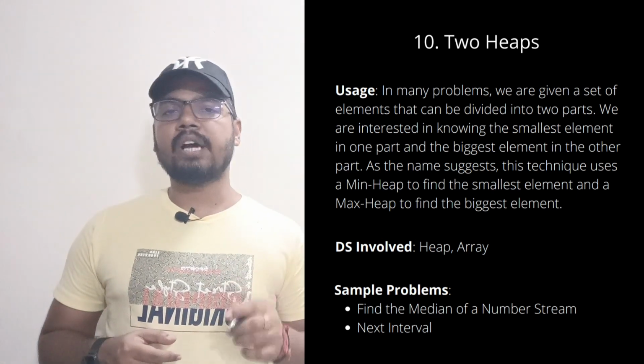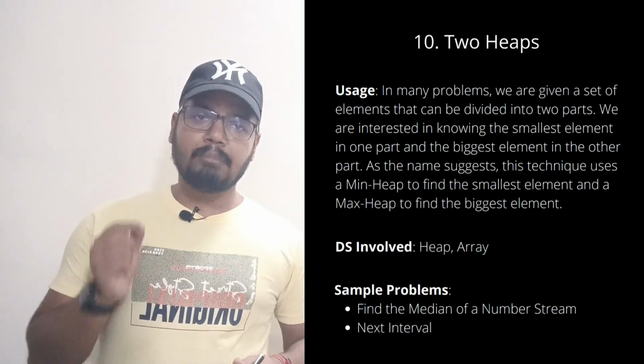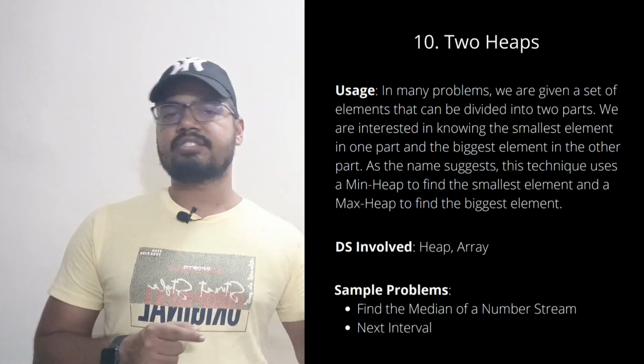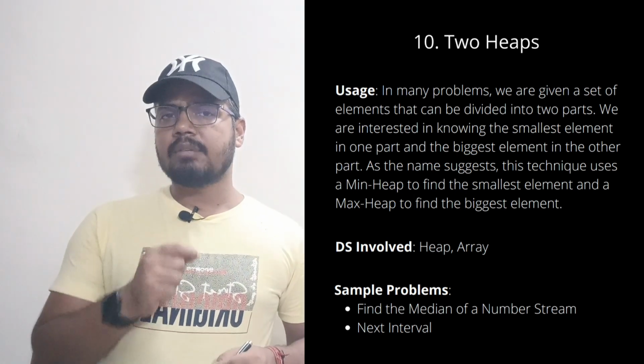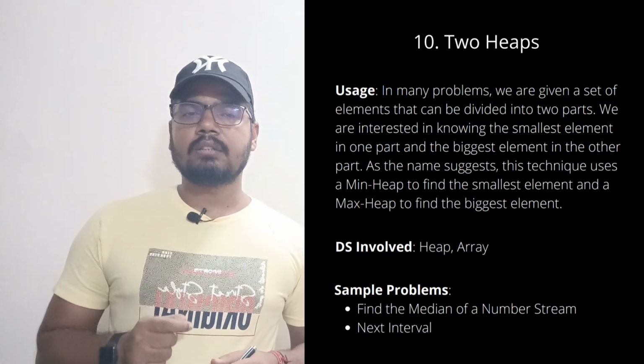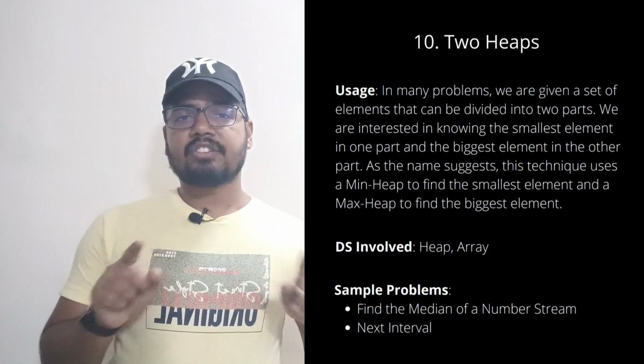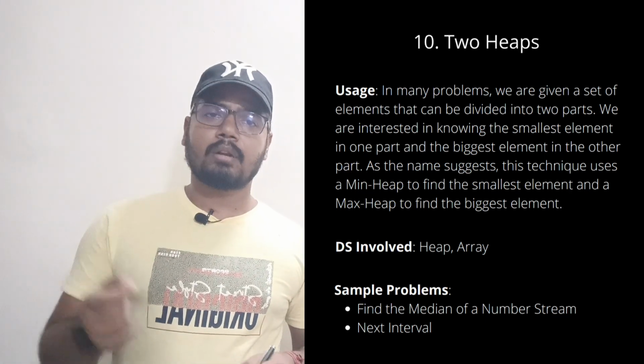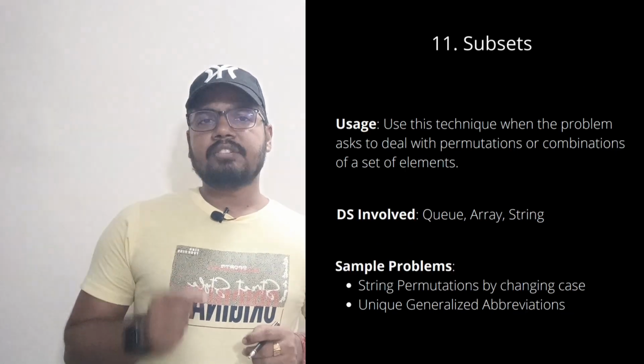Min heap is used to find the smallest element and max heap is used to find the largest element. If you are talking about the DS involved, which is array and heap. If you are talking about the examples, find out the median of the number streams or find out the next intervals, etc.